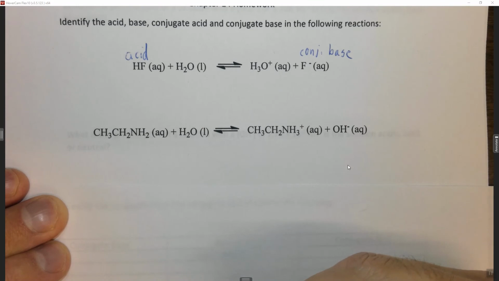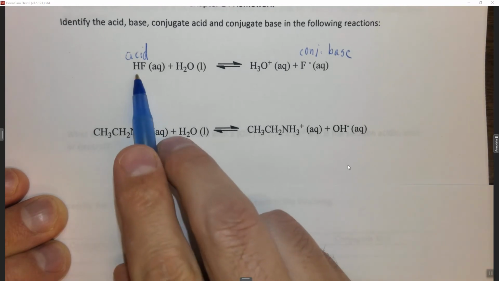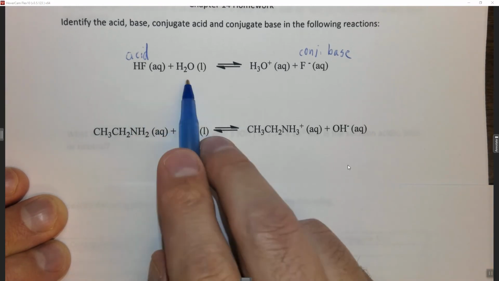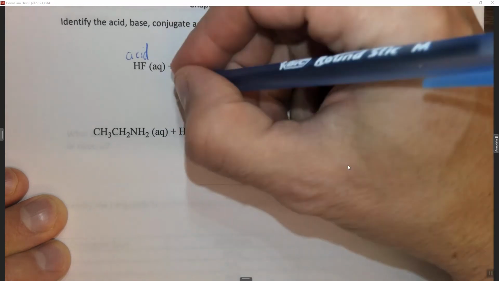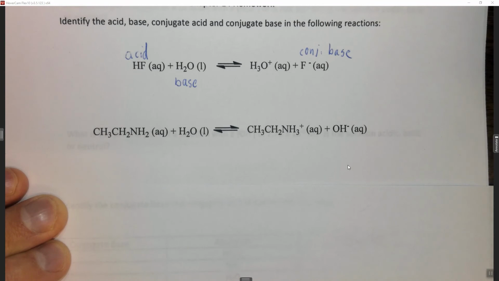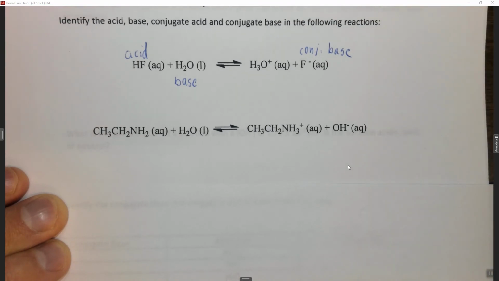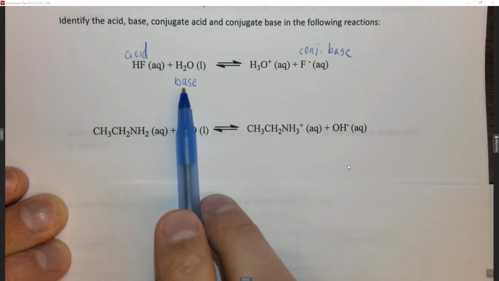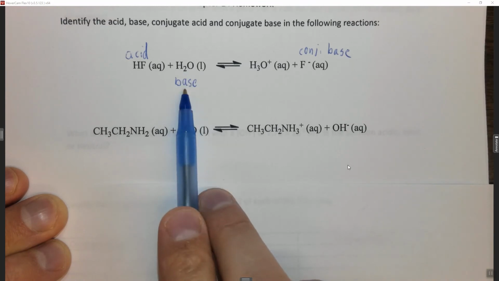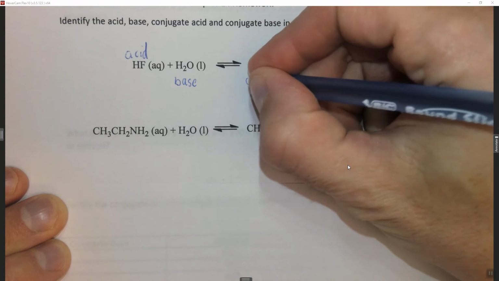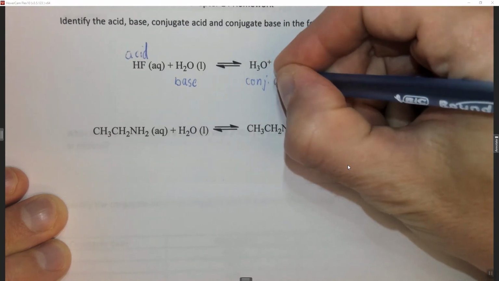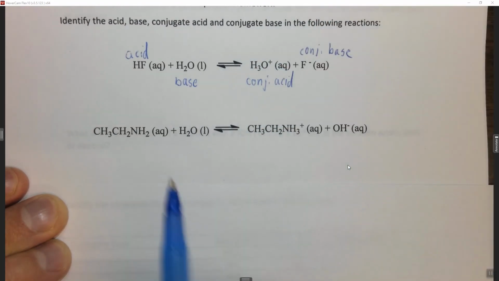in the reverse direction. If HF gave a proton to H2O, H2O accepted a proton. This makes H2O, in this case, the base. Notice that H2O can be both an acid and a base, so it is amphoteric. So in this case, it's acting as a base because it's gaining a proton from HF, and H3O plus is the conjugate acid. So a couple things to remember.